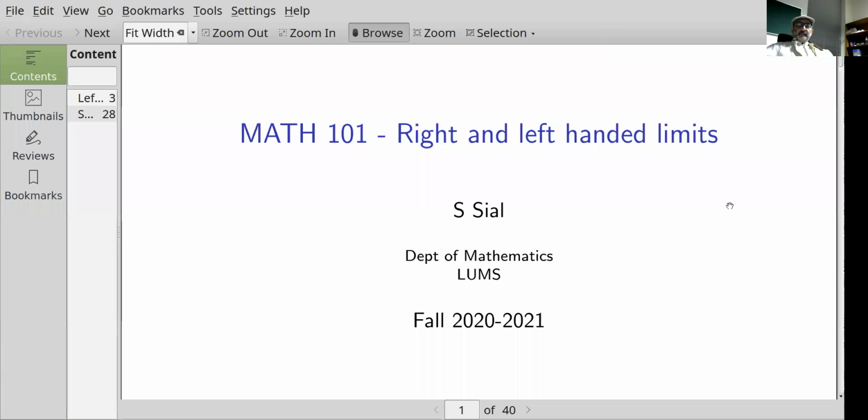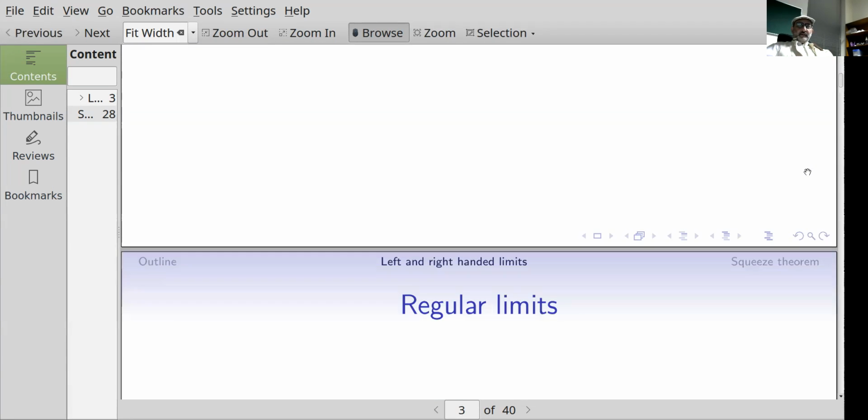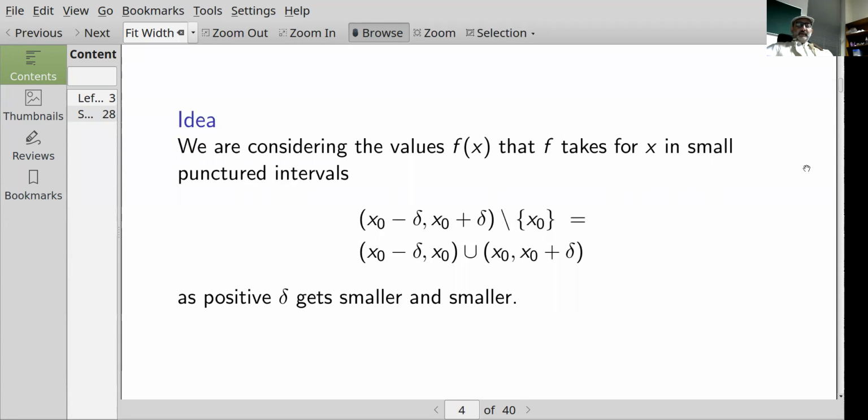In this lecture, we consider the topic of right and left-handed limits. Okay, these are related to the type of limits that we've been doing up until now, which, if you want to differentiate, are called regular limits as opposed to directional limits. So, directional limits. Okay. So here's the idea.